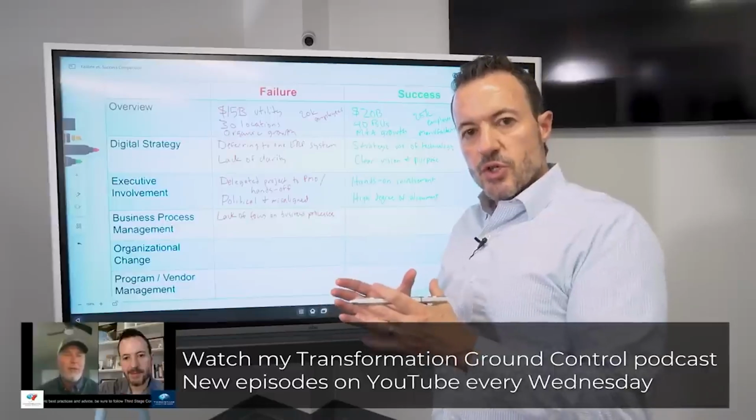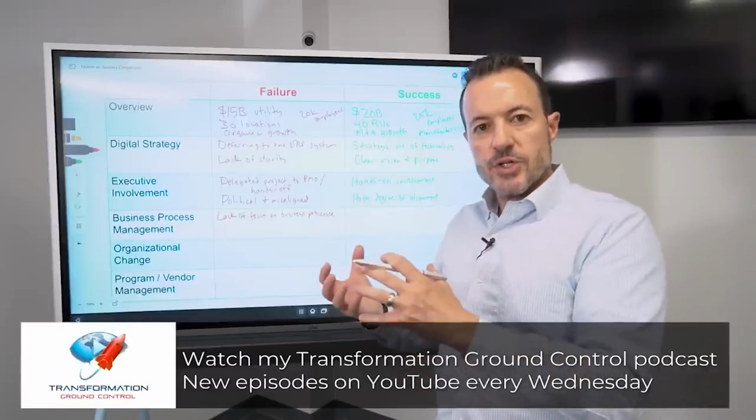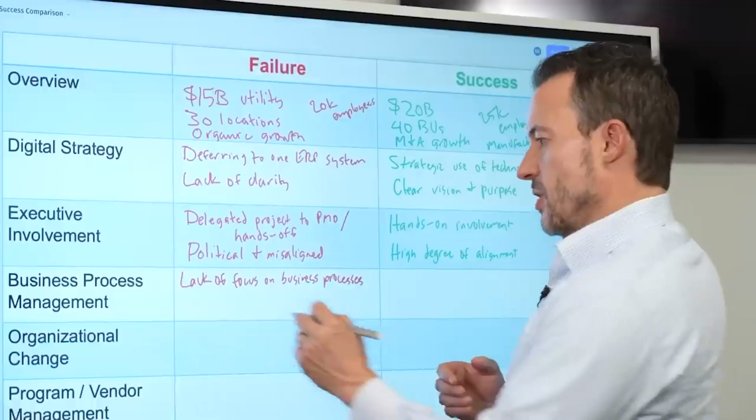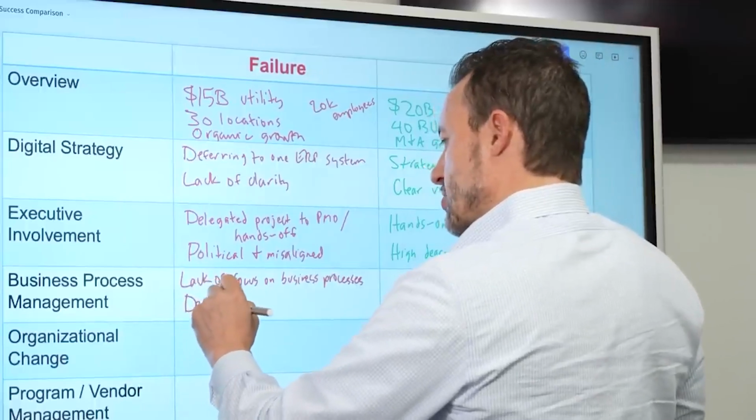So this organization chose to just bring in the technology and hope and pray that the technology would determine for them what their future state business processes would be. So here there was too much deference or too much dependence on technology processes.